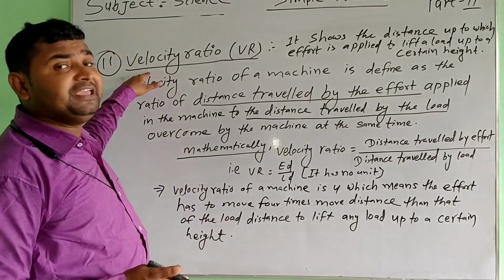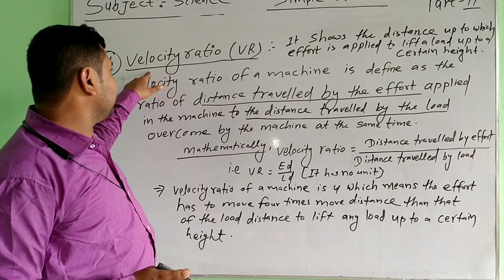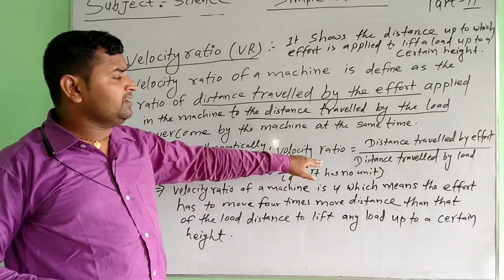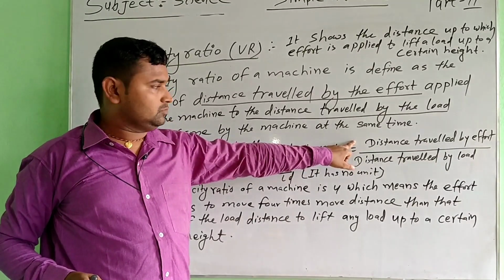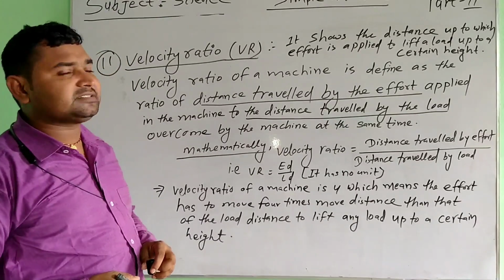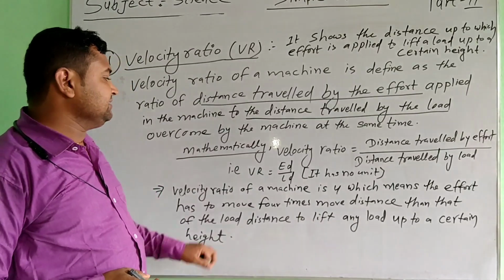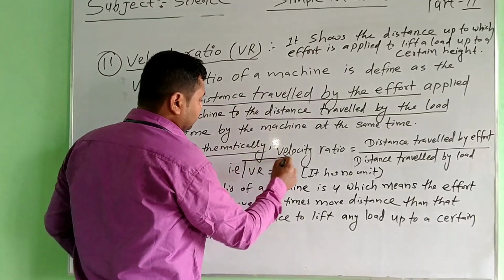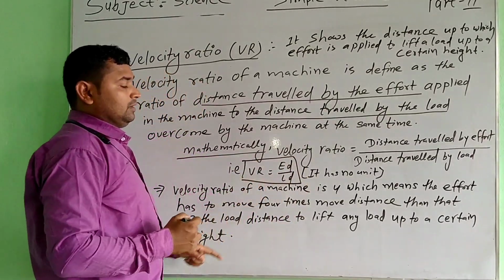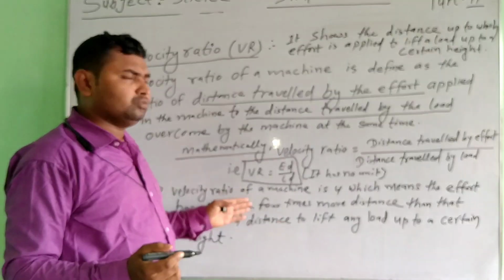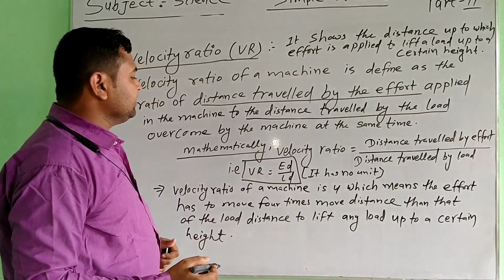That is VR, velocity ratio. Velocity ratio is the distance traveled by the effort divided by the distance traveled by the load. The formula of VR is ED by LD. It also has no unit, because both have the same unit.